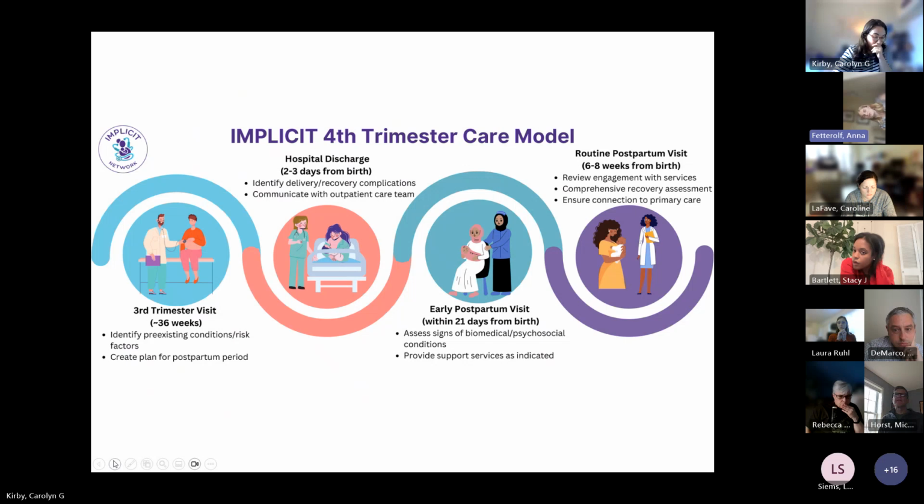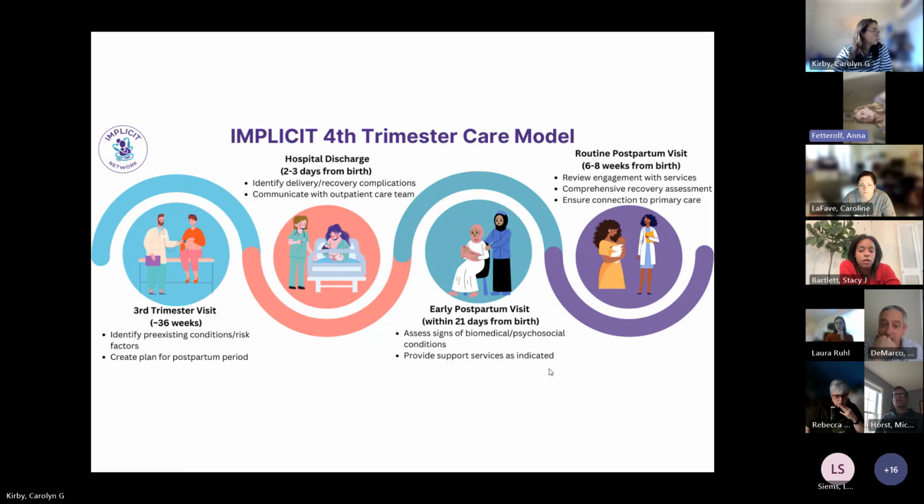So this is what that fourth trimester care model looks like. At the 3rd trimester visit around 36 weeks, the screening for our fourth trimester model is to identify any pre-existing conditions or possible risk factors, to help start creating a plan for postpartum and to make sure that the services the birthing person needs are in place.